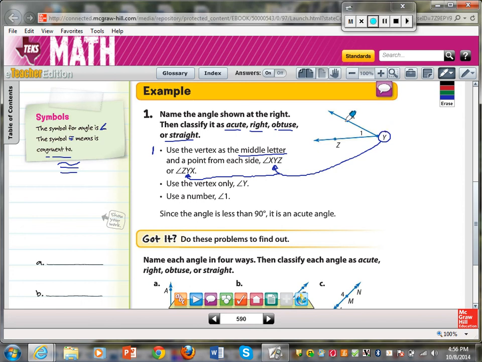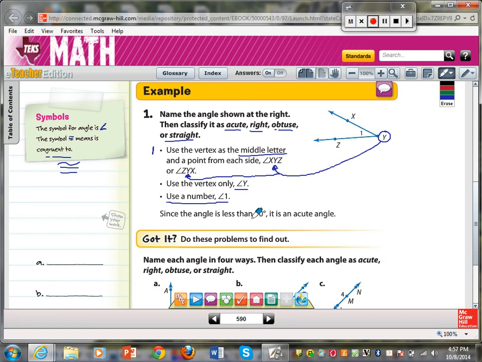ZYX. Another way that you can name it is you can use the vertex only. So you can just say angle Y. So if you got separate angles or like only one angle, then you can just name it by its vertex. Another way, you can use a number to name the angle.